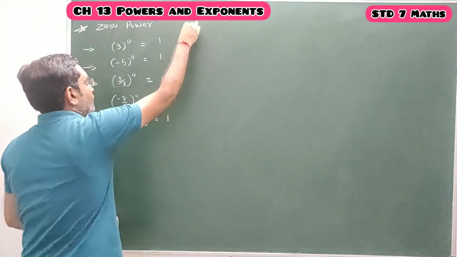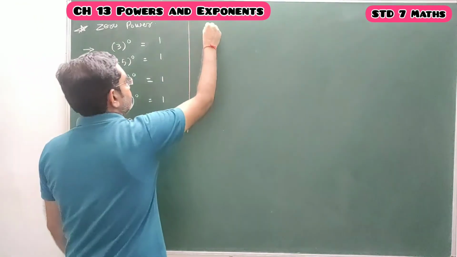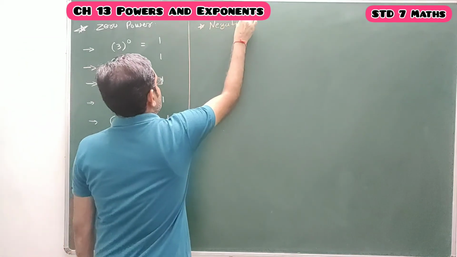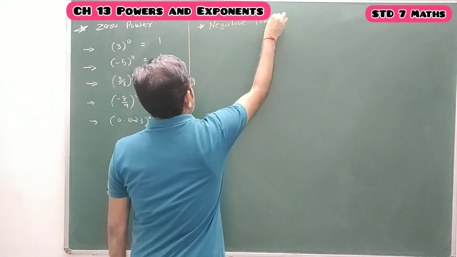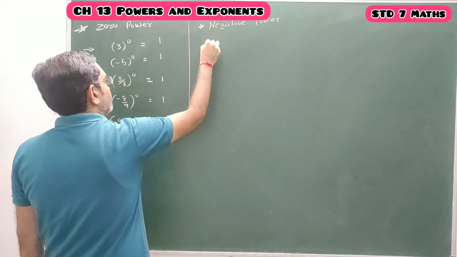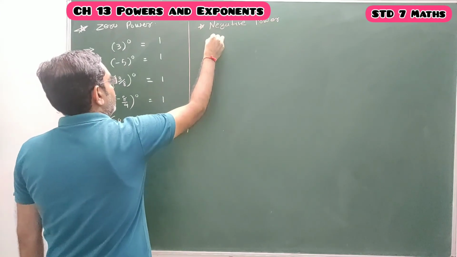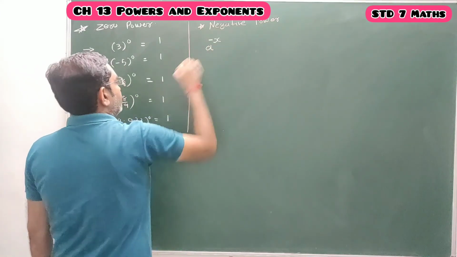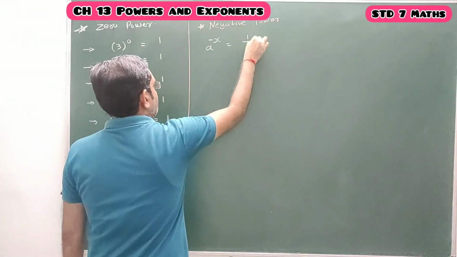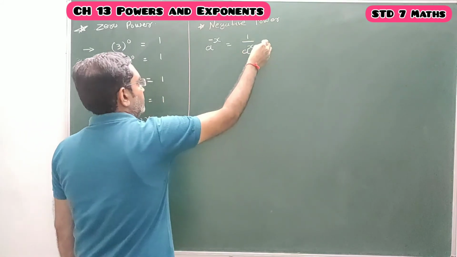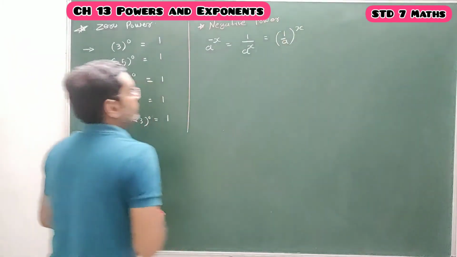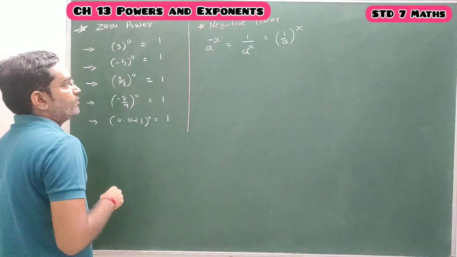And another important concept is negative power. What is the meaning of negative power? For example, if we have a power form with a negative exponent, a raised to minus x, this can be written as 1 upon a raised to x. Done?